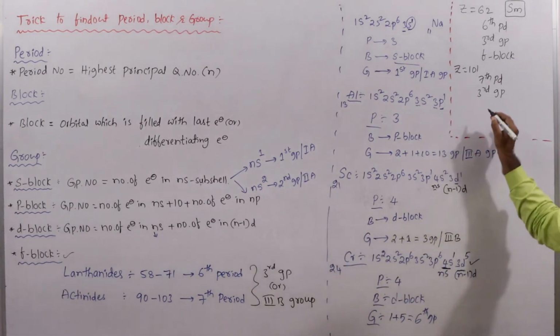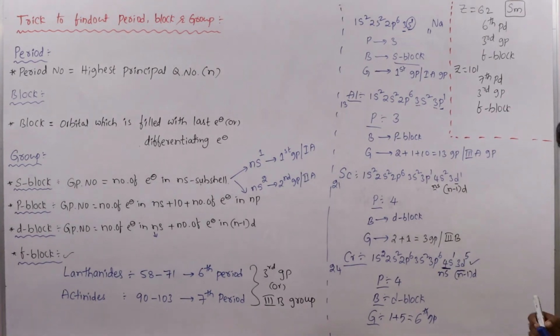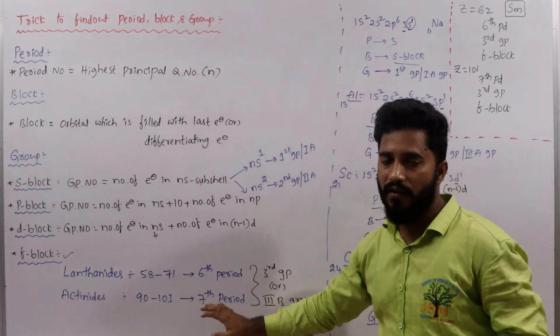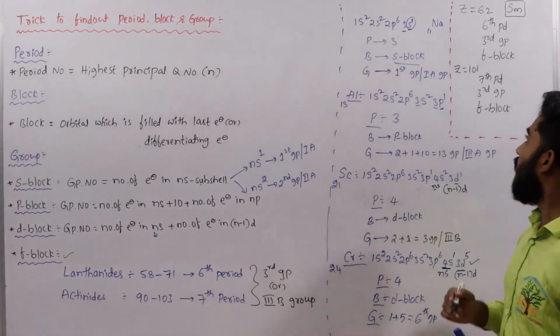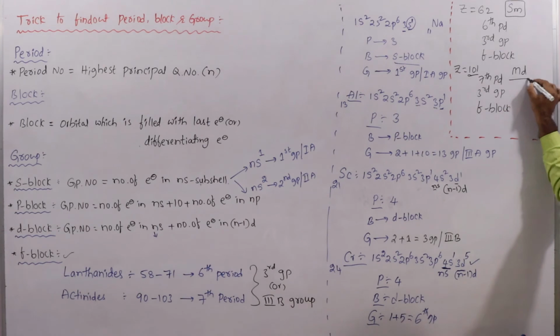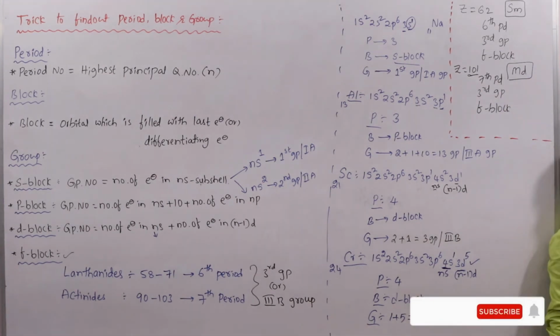It is an F block element. For F block elements, just remember this; it is enough to find the group, period and block. The name of this element 101 is Mendelevium.